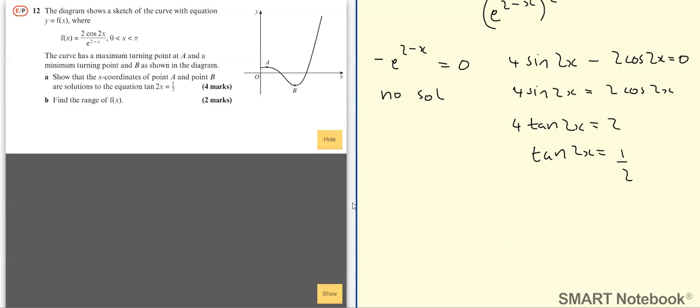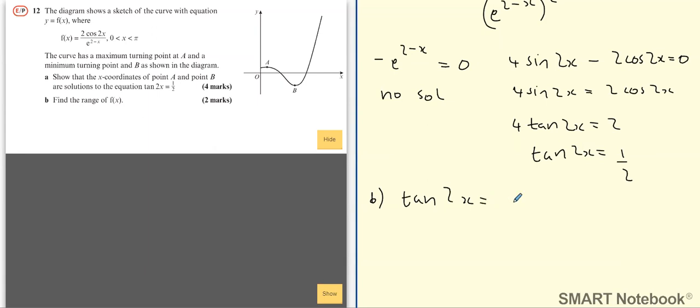Now, part B is saying find the range. Range are allowable y values. So looking at this diagram, I can see that the lowest y value I'm going to have is the y coordinate for B. And then my range is going to be y values of that or higher. So I now need to work out my y value for B. But before I can do that, I have to solve this equation.